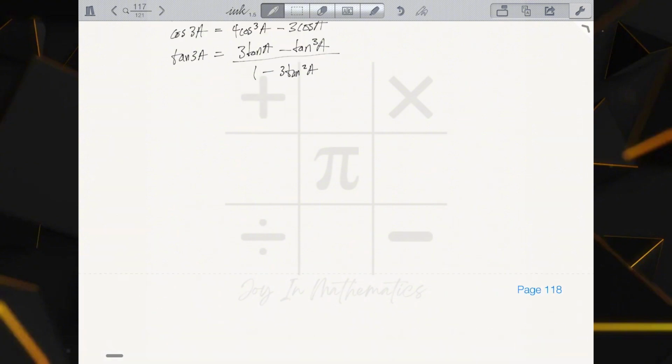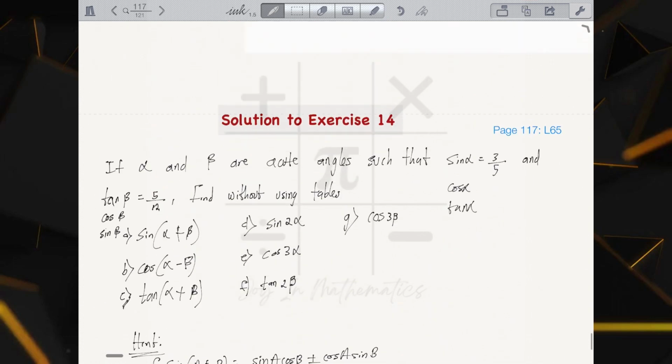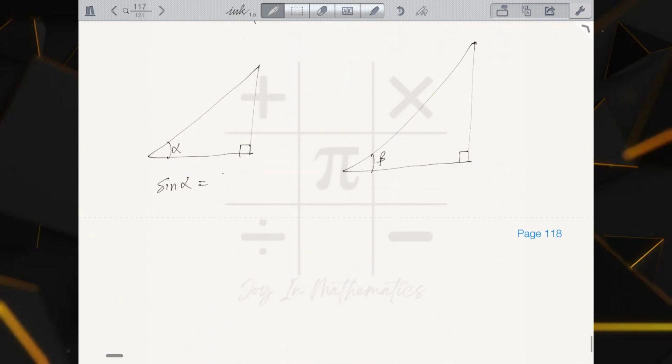We draw the diagram representing sine alpha. It is a right angle triangle with angle alpha, and also we have a right angle triangle with angle beta. Now we're given in the question that sine alpha is equal to 3/5 and tan beta is equal to 5/12.